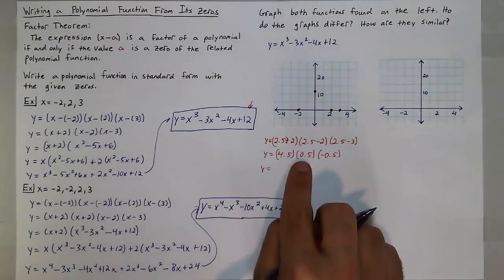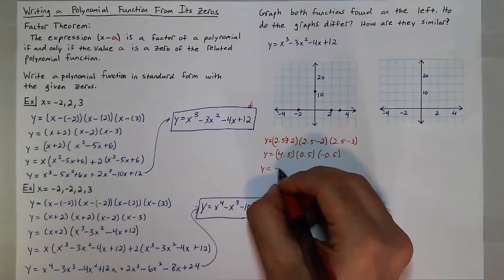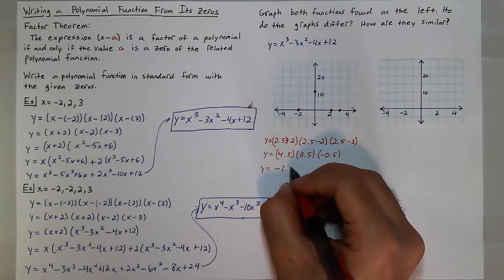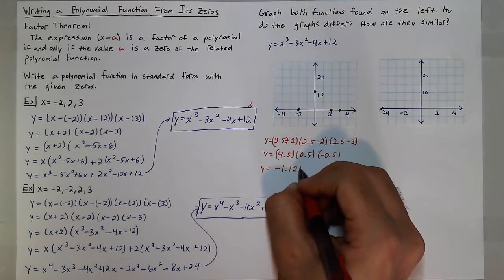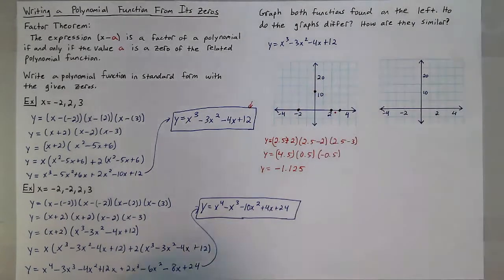So all this multiplied together is half of 4.5, which is 2.25, then half of 2.25, which gives me negative 1.125. So not that much lower, so a very shallow dip there.